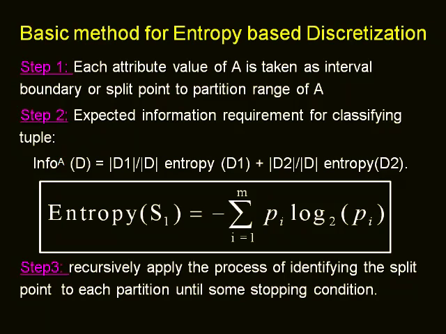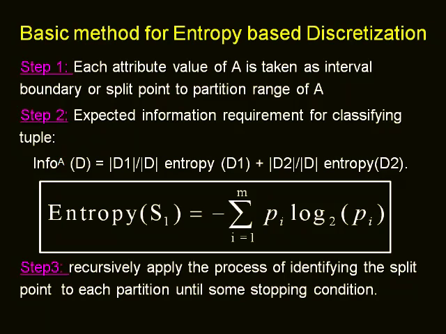Here D1 and D2 correspond to tuples of D satisfying the condition that A is less than or equal to the split point and A is more than the split point. The number of tuples in D is denoted by the cardinality of D. The entropy function is calculated based on the class information of the tuples in the set. For example, for a given m classes, say C1, C2, C3, up to Cm, the entropy of D1 is shown on the slide.